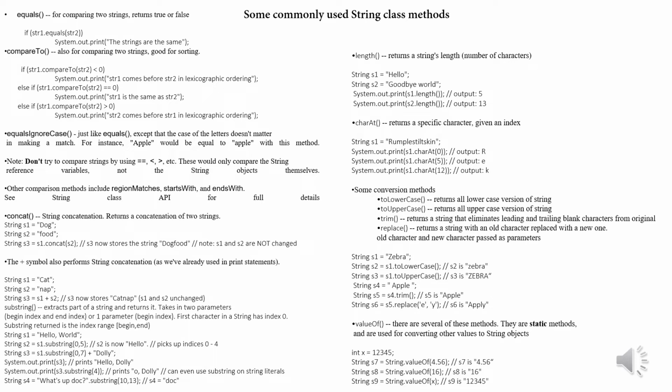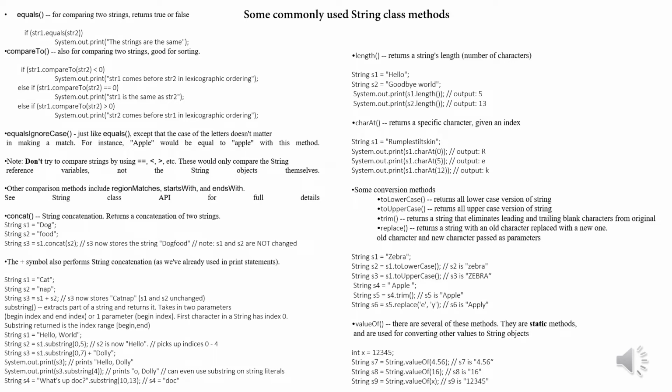Another conversion method is replace. So that's completely obvious. This method is used to replace one character with another character. For example, we have a string apple, right? Now, if we want to replace E with Y, we will write, for example, s5.replace E and Y. Now, s6, as you see in this example, would be apply instead of apple. So these are some important conversion methods that it's good to know.